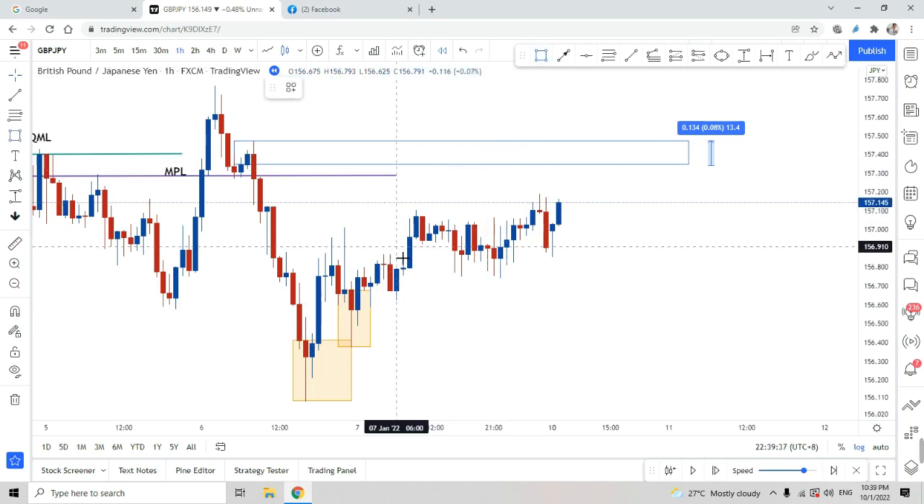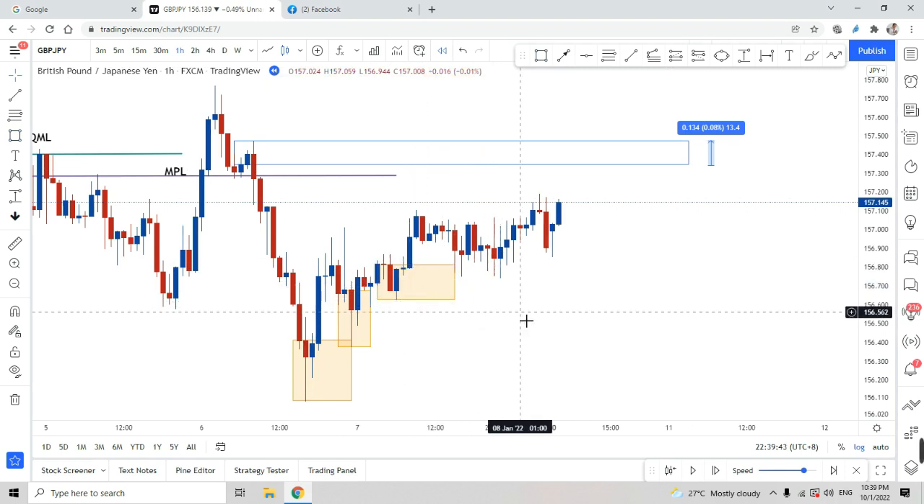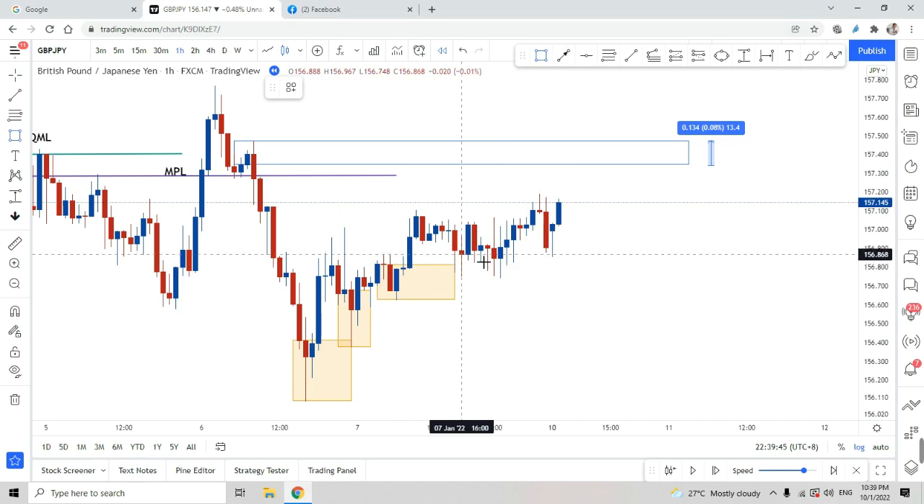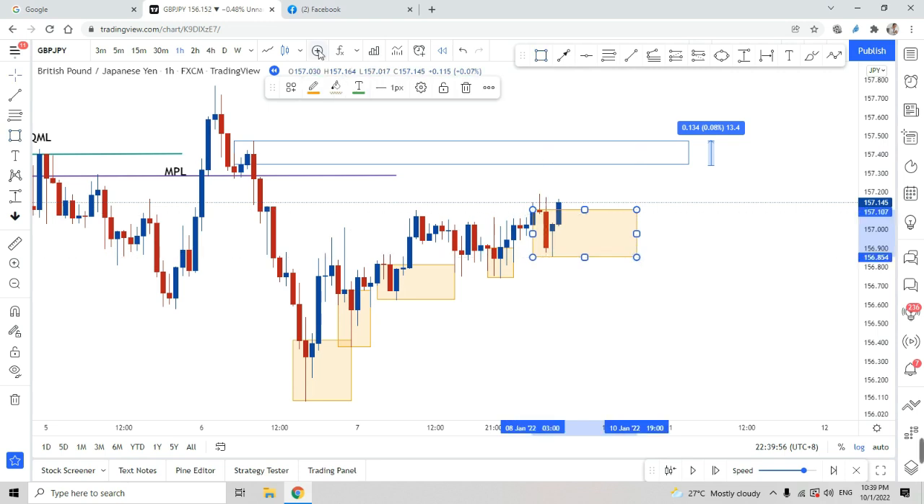So what is the next zone? This is the next demand zone. All right, let's move. Has it been tested? Yes, ended here. So where is the next one? Over here. Tested very fast. So where is the last demand zone? This is the last fresh demand zone. So let's change the color to green, so that you guys understand. This is the last zone.